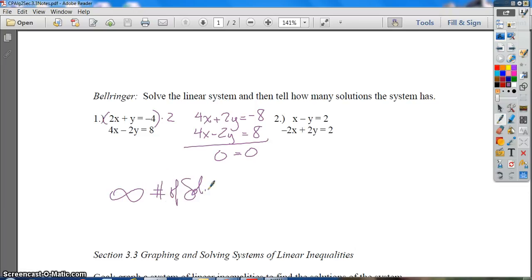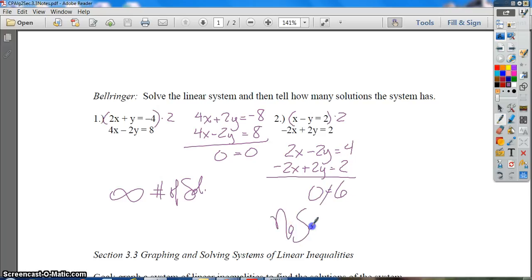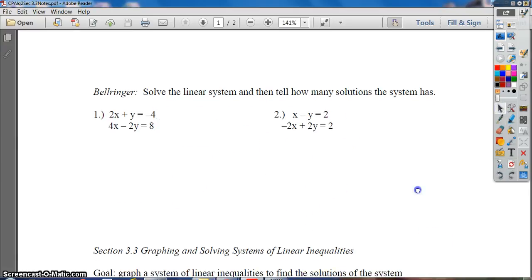There you go. Jumping over here to 2, multiply this top equation by 2. Watch what happens here. You get 2x minus 2y equals 4. You still have negative 2x plus 2y equals 2. So this is going to be 0 on the left side. This is going to be 6 on the right. 0 is never equal to 6, so there is no combination that will work. Thus, no solution.